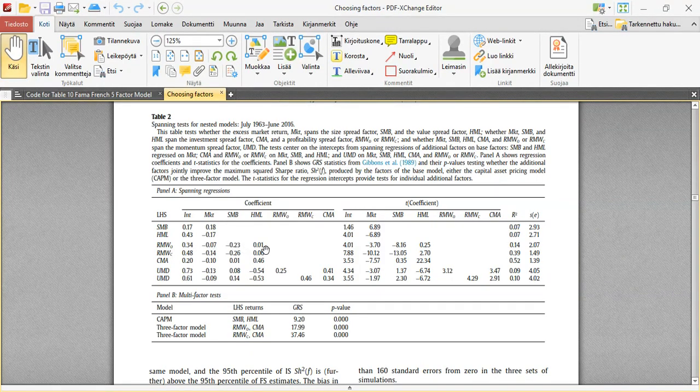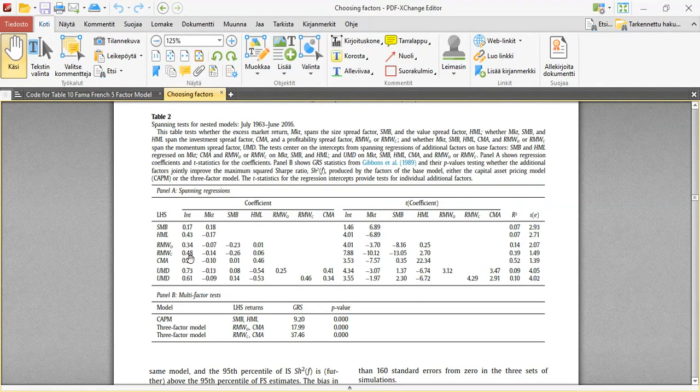And what you see here in this row are the corresponding point estimates. We are interested mostly in the intercept term, 0.34. The corresponding t-statistic is 4.01, indicating significance on any level. In the second regression equation, we regress the cash profitability factor on the three-factor model. Here you see the point estimates.